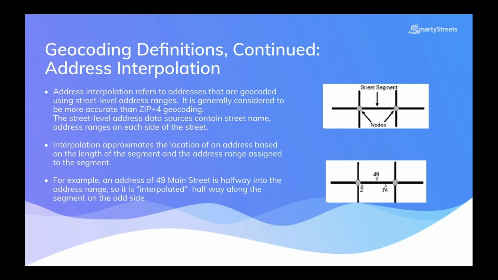This works fairly well. Unfortunately, addresses actually get clumped together on one side of the street or the other, or one end of the street or the other. And so sometimes it can be hundreds of feet away. But it's generally considered better than zip-4, but not as good as Parcel. And certainly not as good as building footprint or building rooftop.